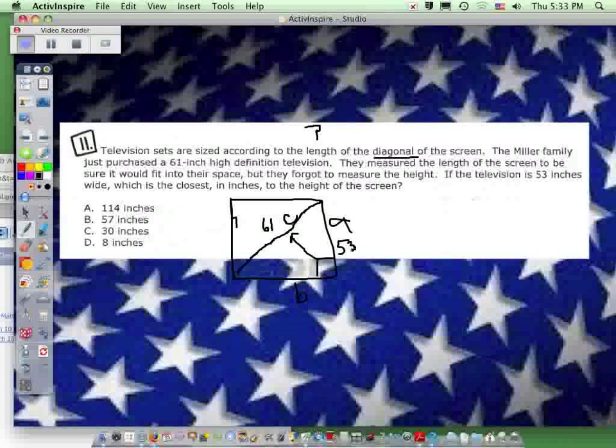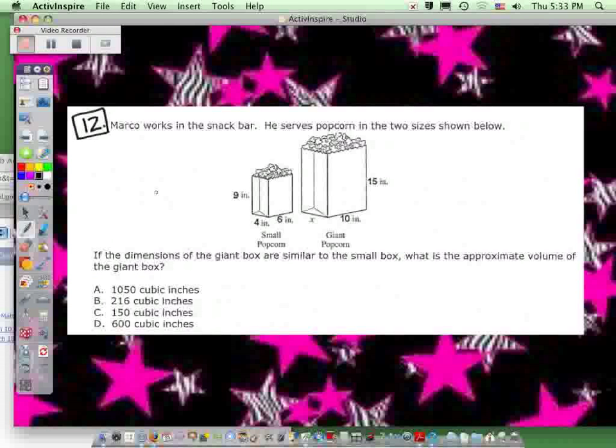Which is the closest in inches to the height of the screen? Well, there's 2 fourth grade answers there. That means you need to eliminate them. And you can still figure out the answer with A squared plus B squared equals C squared. If you forgot, you have it on your formula chart, or you have it on Google. Or you have it on right here because I just wrote it. Next.